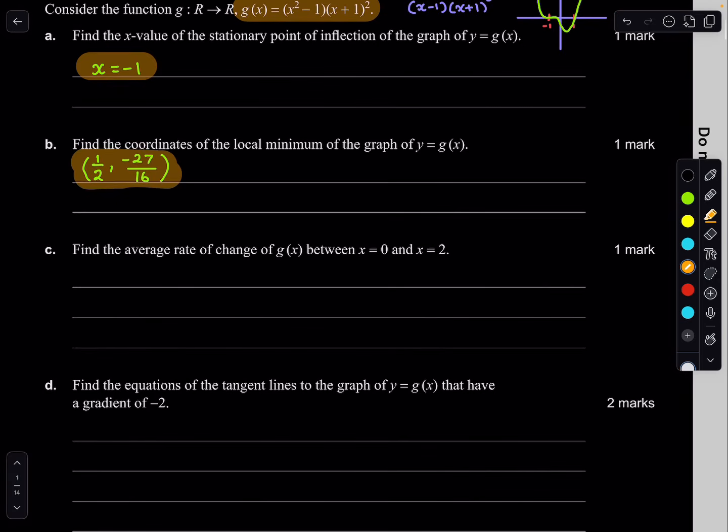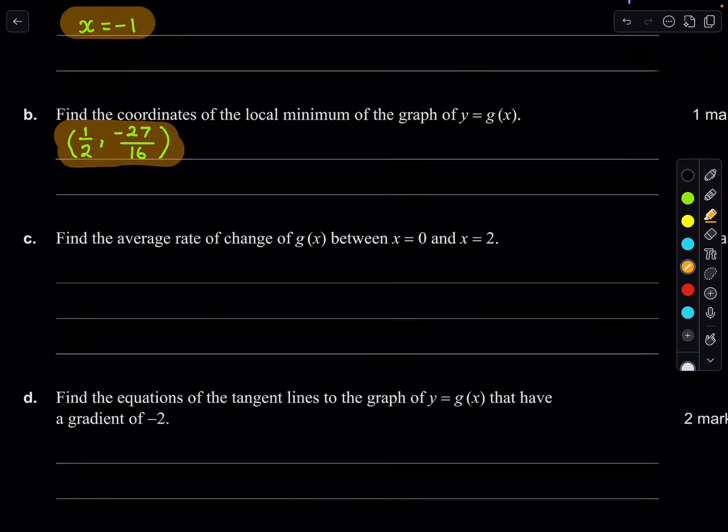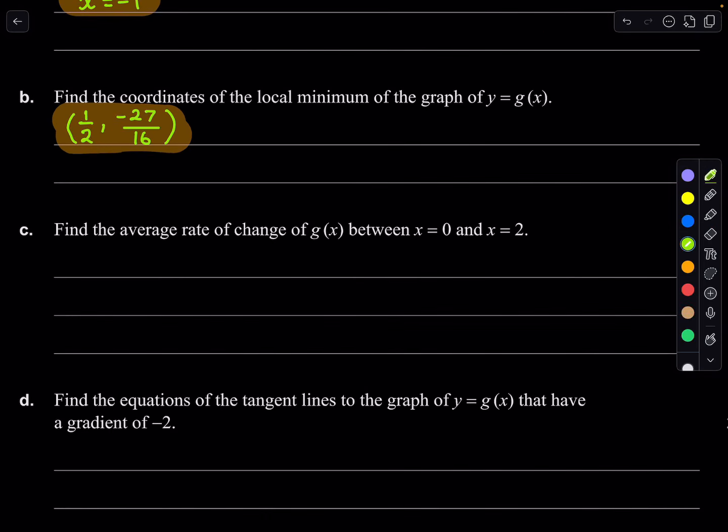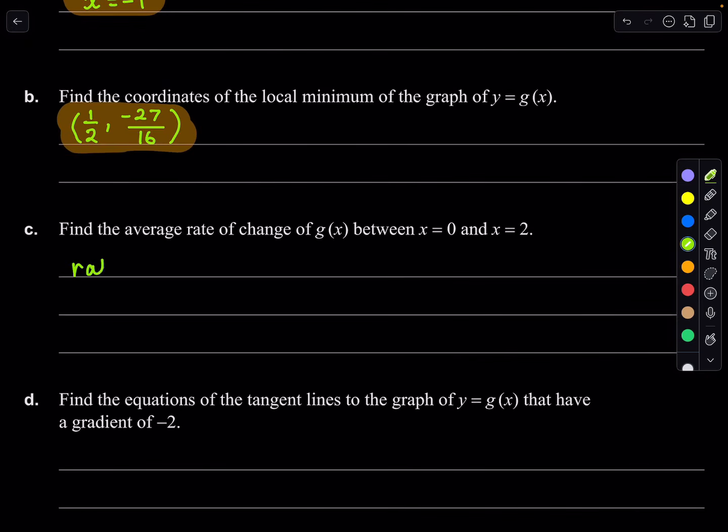Next question. Find the average rate of change of g of x between x equals 0 and x equals 2. Very, very easy question. So you remember to find the average rate of change, you don't need to write this, but I'm just explaining what the formula is. It's going to be g of 2 minus g of 0, all over 2 minus 0, which is, in this case, 2. So this is the formula for your average rate of change.